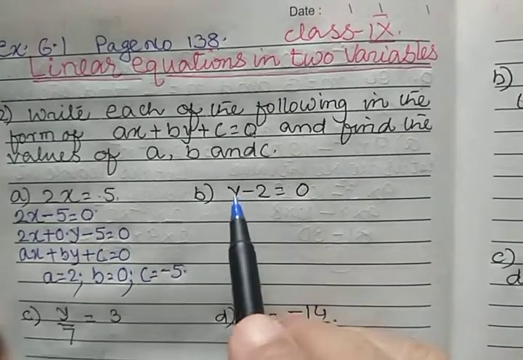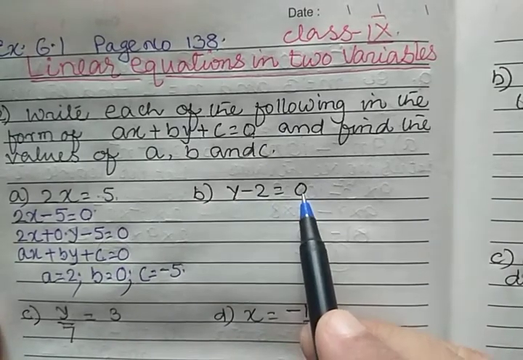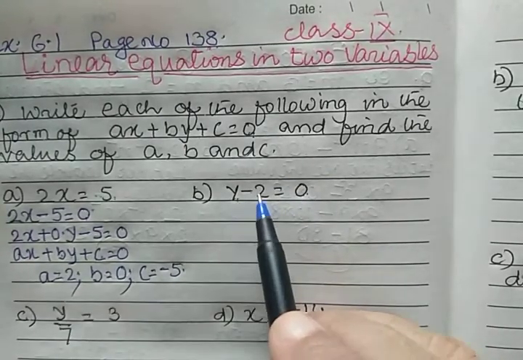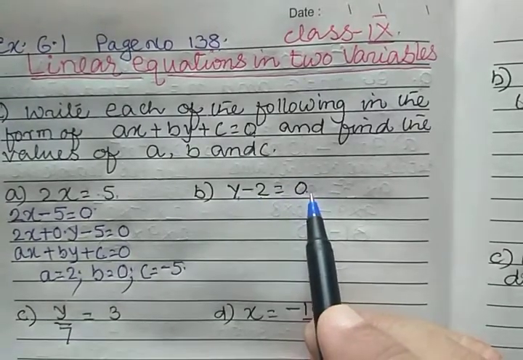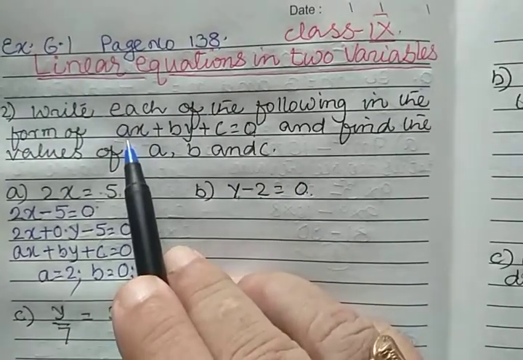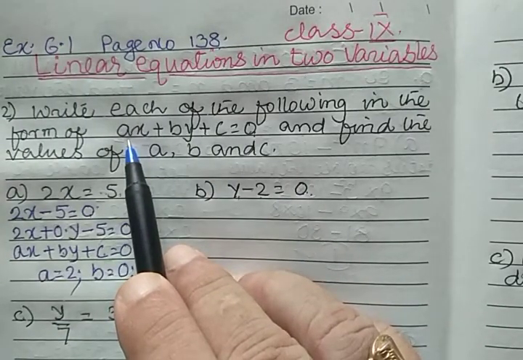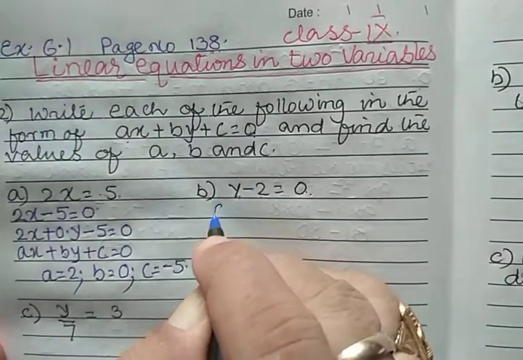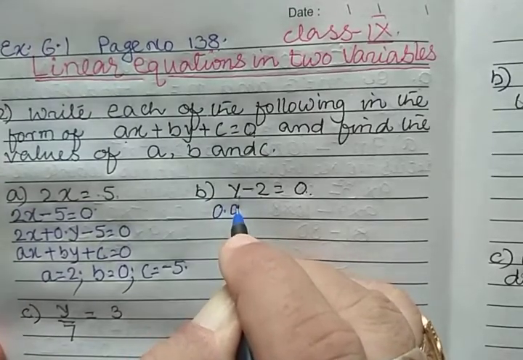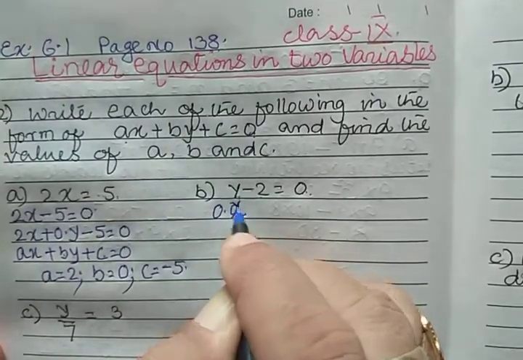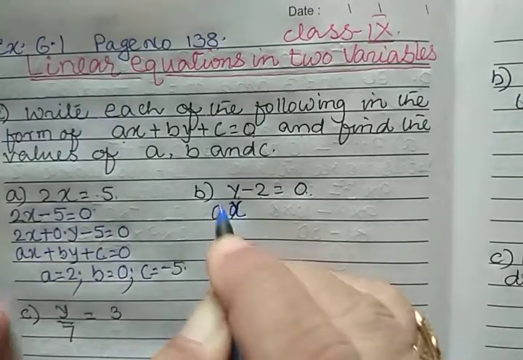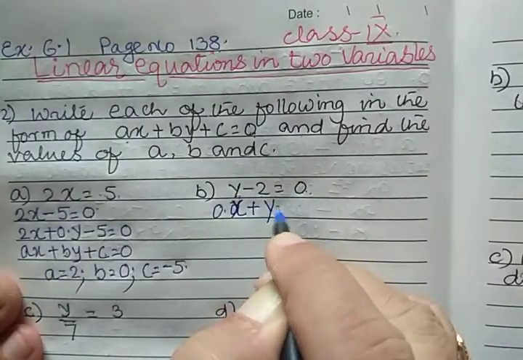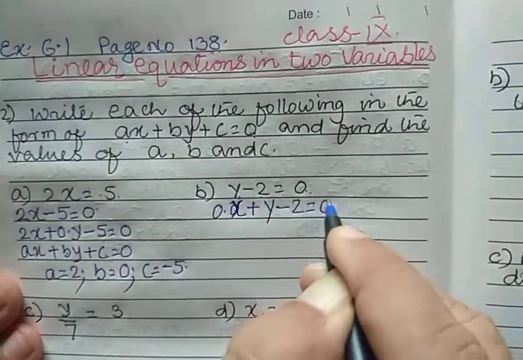Understood? So now let us take the second equation, b. y minus 2 is equal to 0. Here the ax term is missing. So what can you write? 0 into x you can write. 0 into x plus y minus 2 is equal to 0.